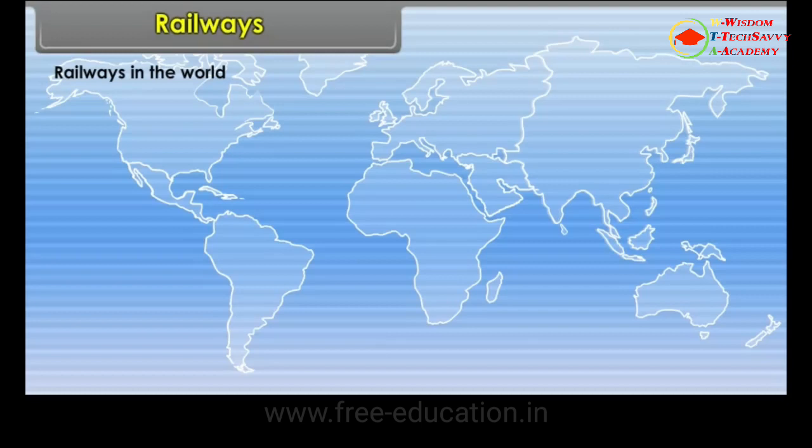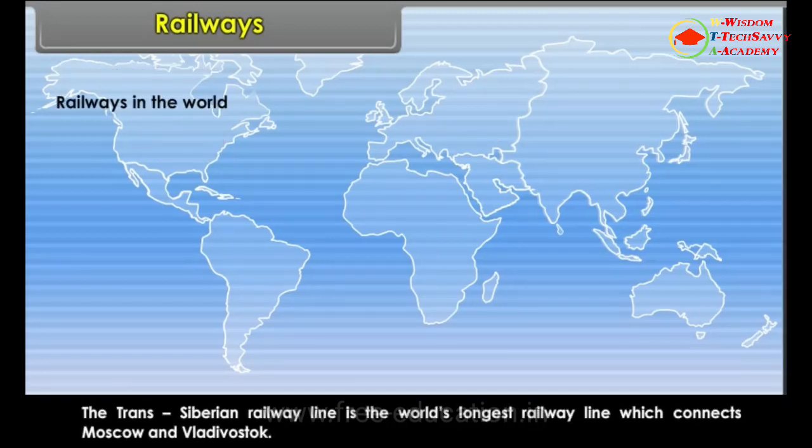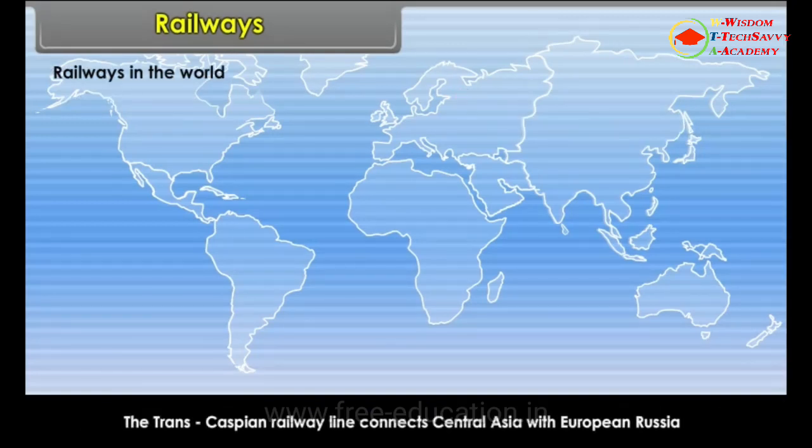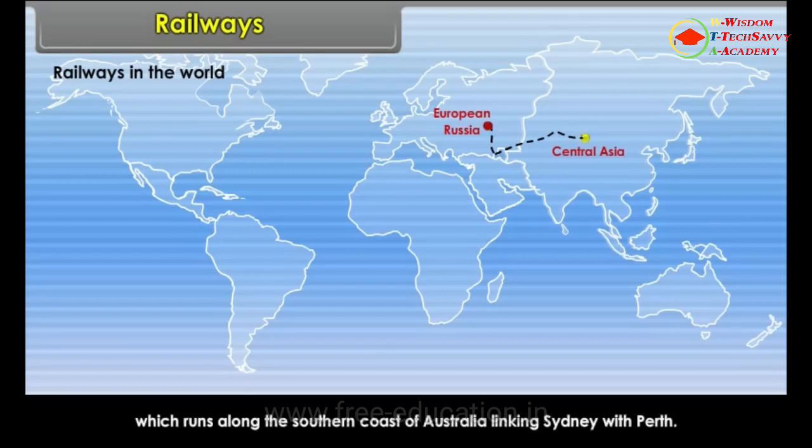Railways in the world. The densest network of railways is found in Western Europe and East Central America. The Trans-Siberian Railway Line is the world's longest railway line, which connects Moscow and Vladivostok. The Trans-Caspian Railway Line connects Central Asia with European Russia, and another important railway line is the Trans-Australian Railway Line, which runs along the southern coast of Australia, linking Sydney with Perth.